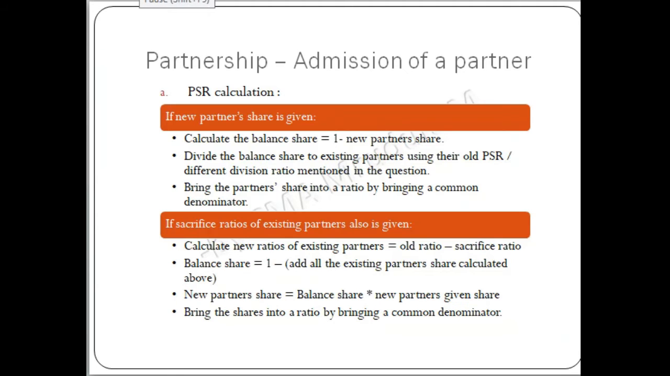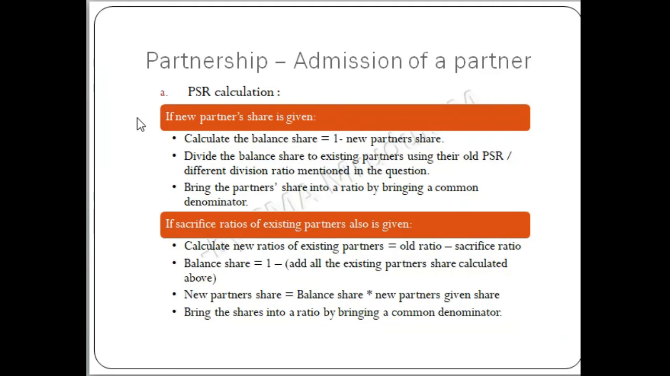Now let us look into the various scenarios and how that could change the composition of the firm. The first one being admission of a partner. On admission of a partner, let's first take up the PSR calculation aspect. When a new partner is being admitted, the profit sharing ratio would definitely undergo a change because the ratio of the new partner also should be added. So there are certain steps to calculate the profit sharing ratio of all the partners, including the new partner.